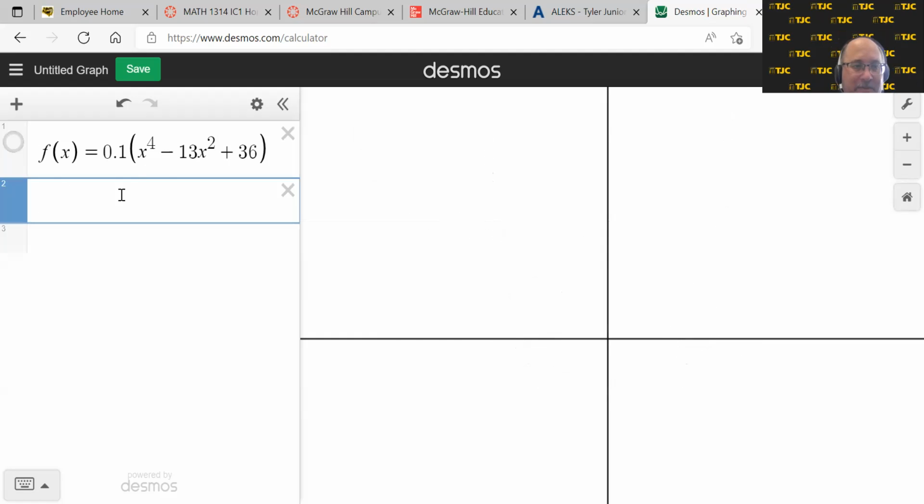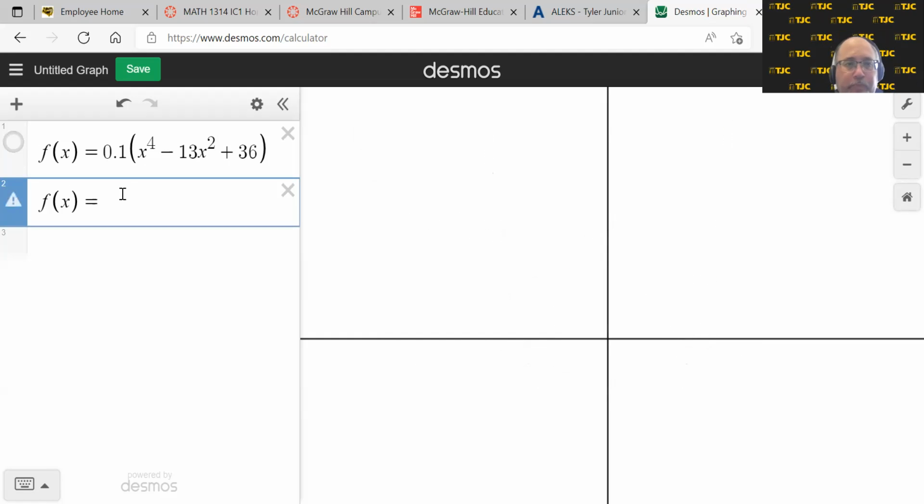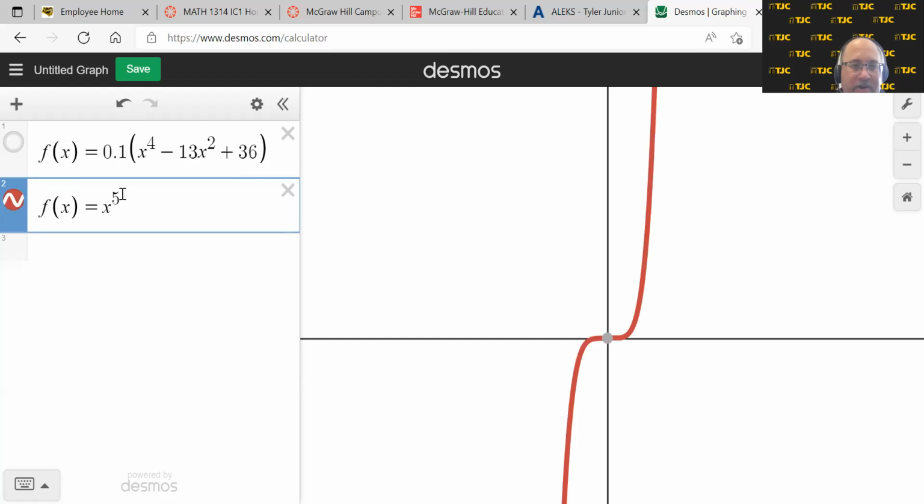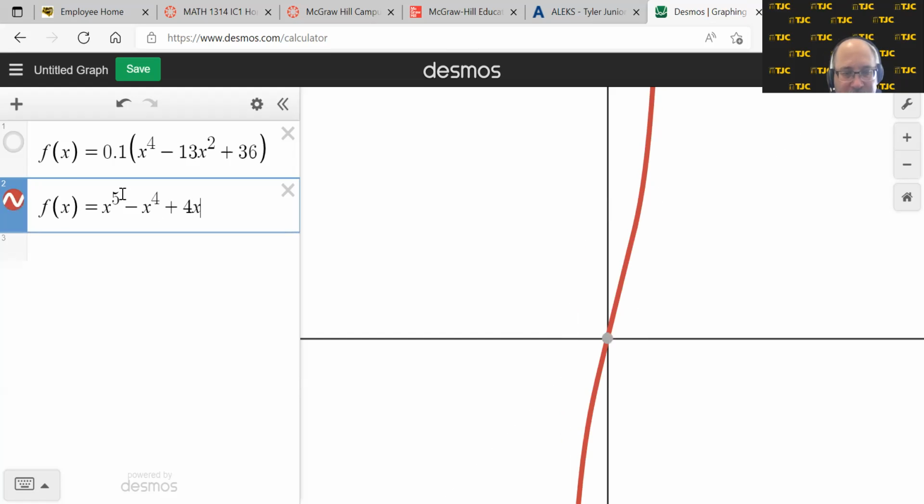What if I had something like this? f of x equals, we'll say, x to the 5th. It's really hard to make these turn the maximum number of times. Minus x to the 4th. Oh, what happened there? Minus x to the 4th, plus 4x to the 3rd. Let's do a minus 2 here. I'm trying to get this to really curve a lot.